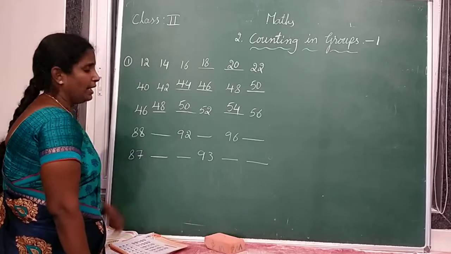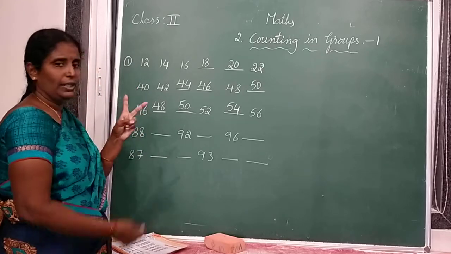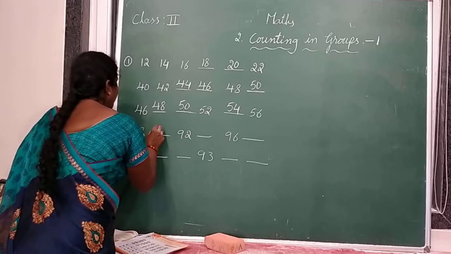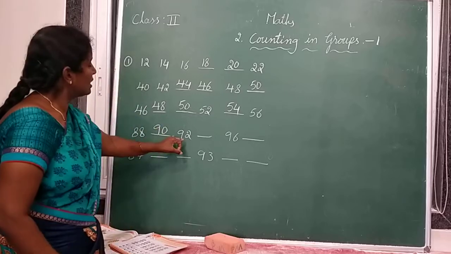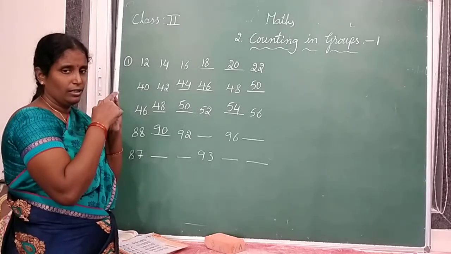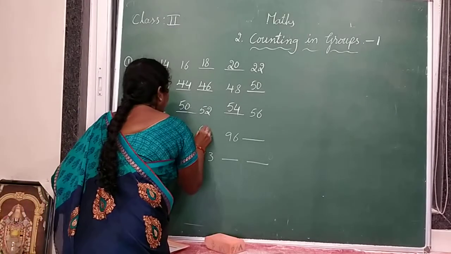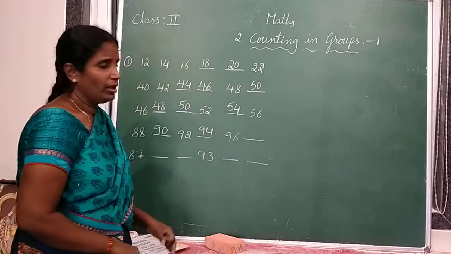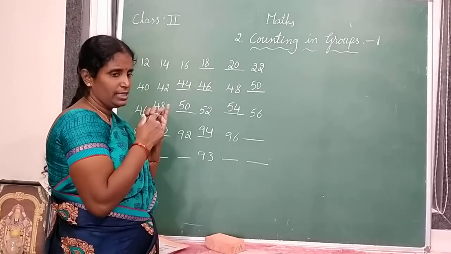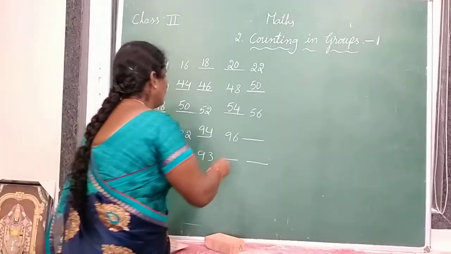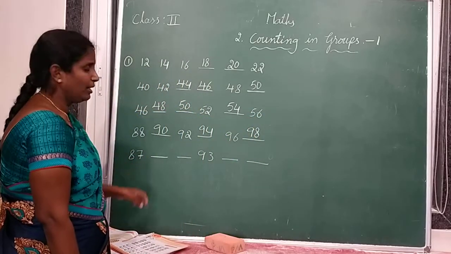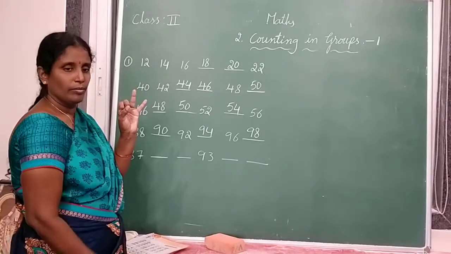Next, 88. Open 2 fingers. 88 after 89, 90. Next here 92 is given. So 92 after 93, 94. 96 is given. 96 after, again open 2 fingers. 96 after 97. Yes.